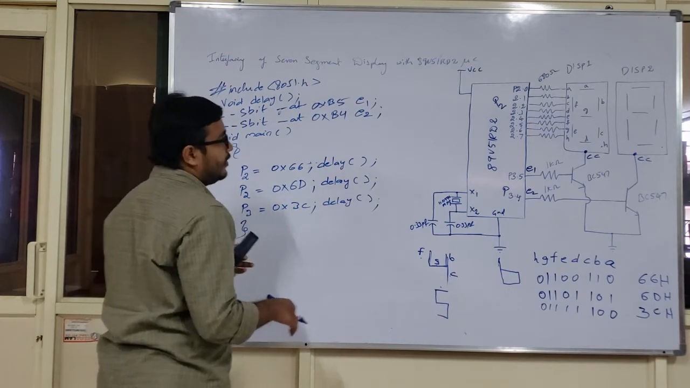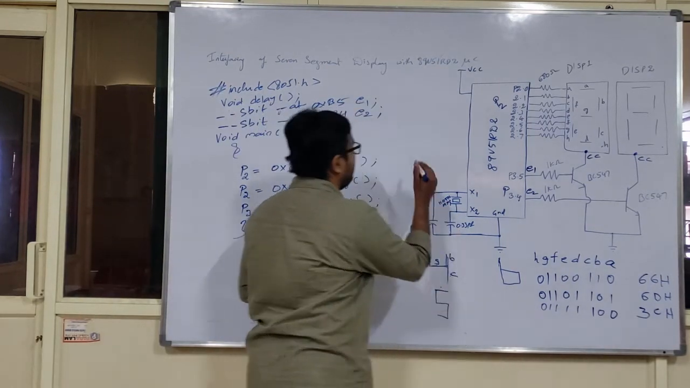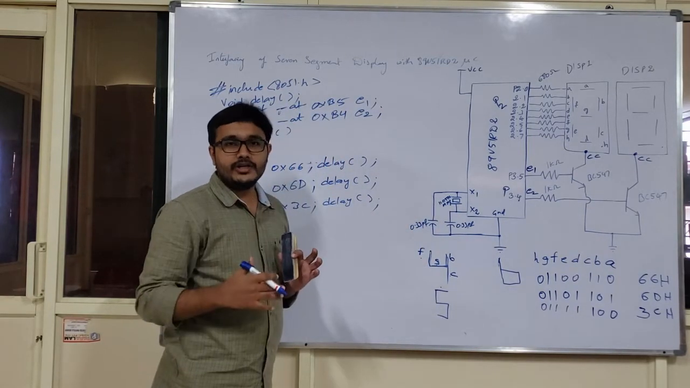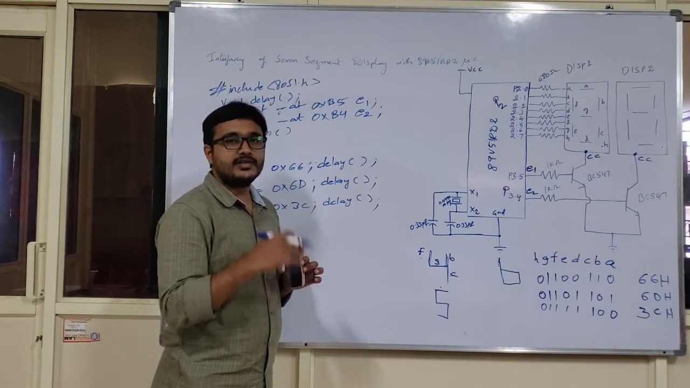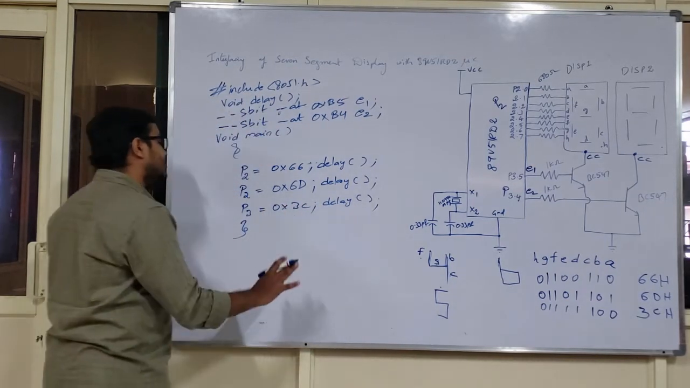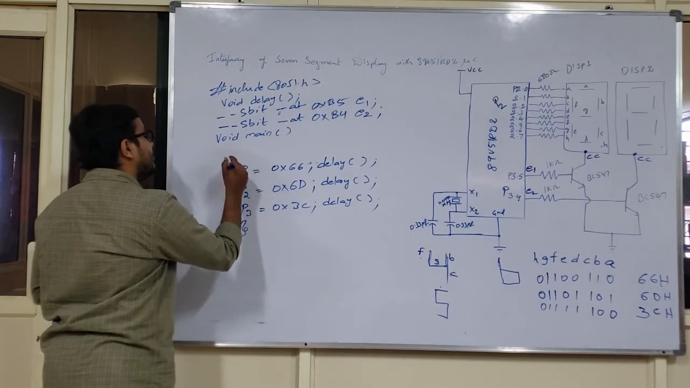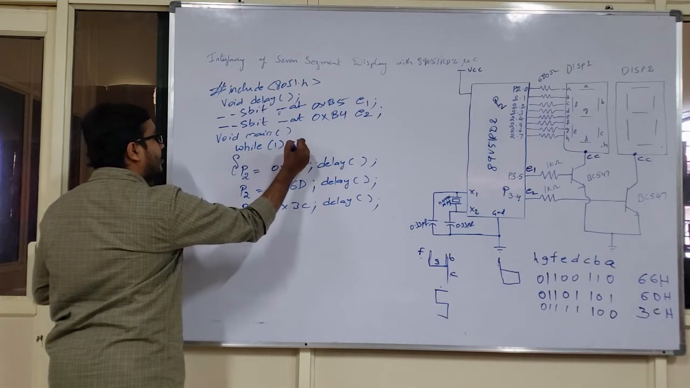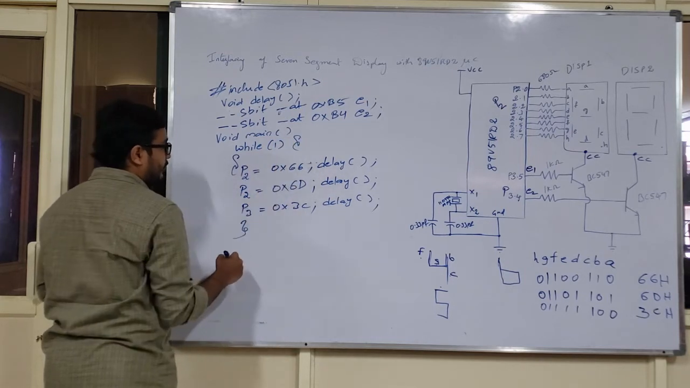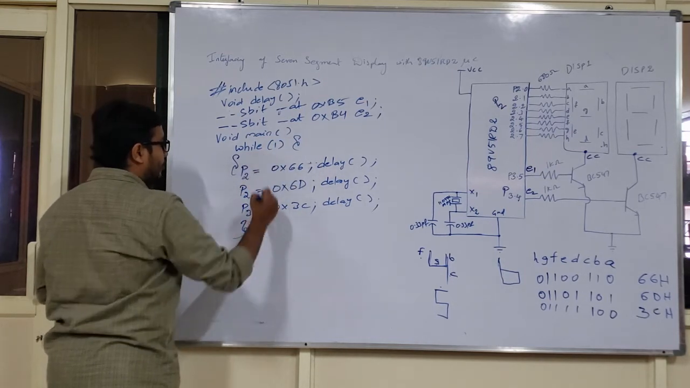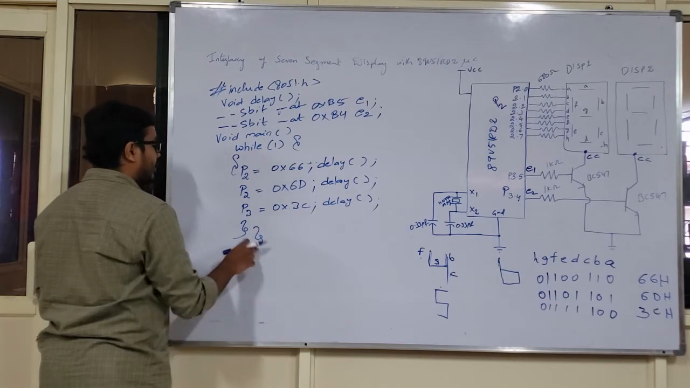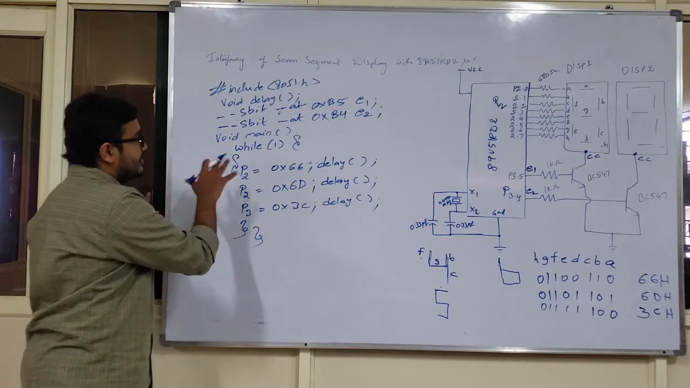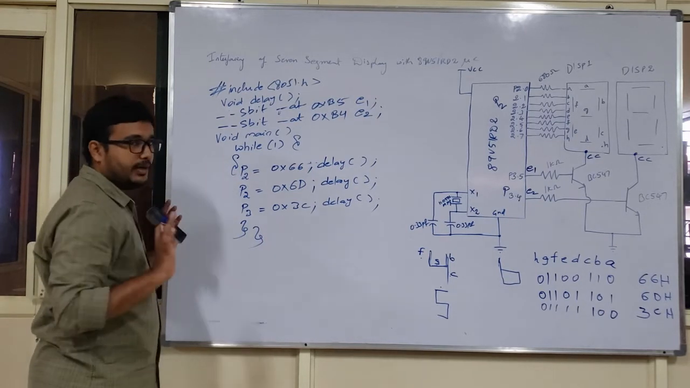Now 4, 5, 6 will be displayed on the 7 segment display. If that should be a continuous activity, like 4, 5, 6, next also 4, 5, 6, next also 4, 5, 6, then I just keep these entire instructions in my while loop. While of 1, open your flower bracket, and you have used 2 flower brackets, and 1 more flower bracket is also required here to close the loop. Now, the definition of this is completed.